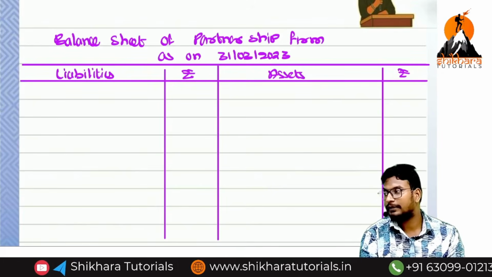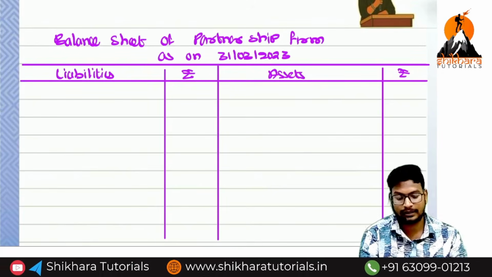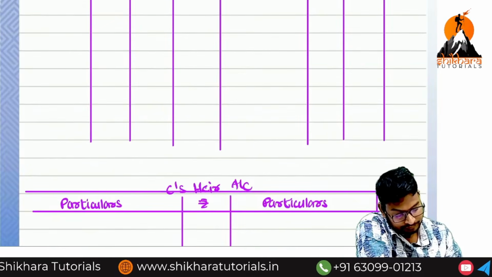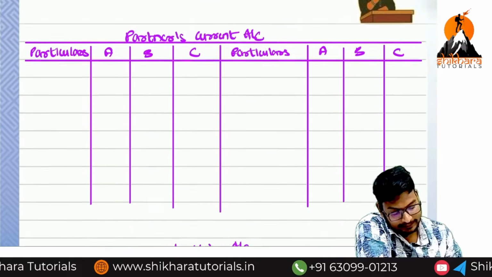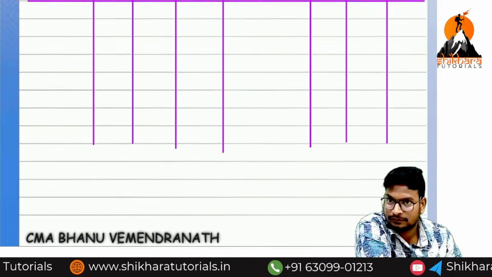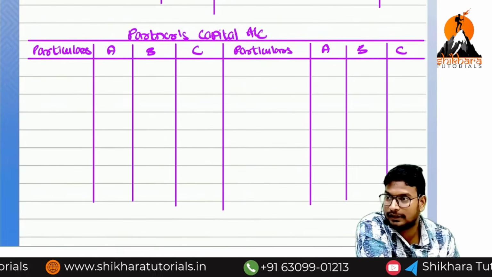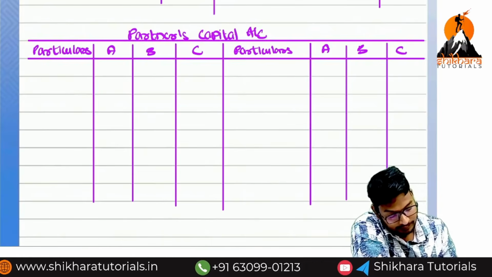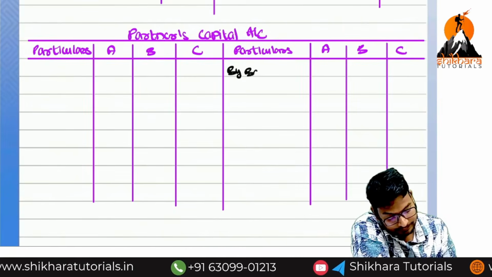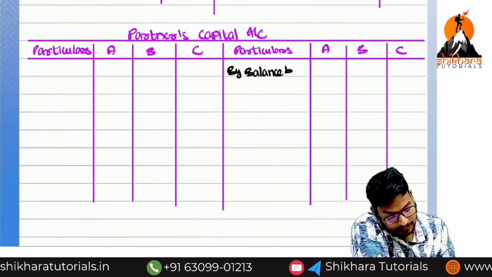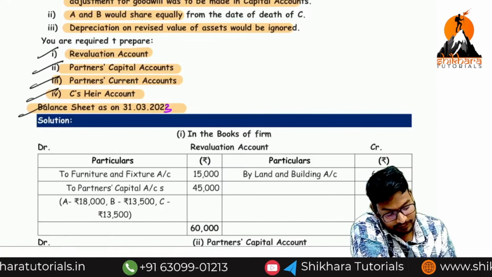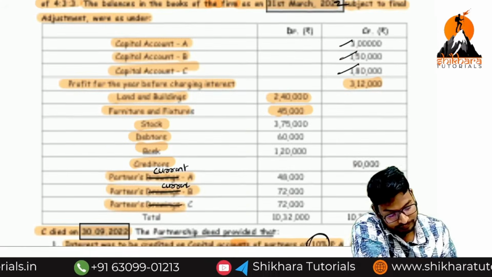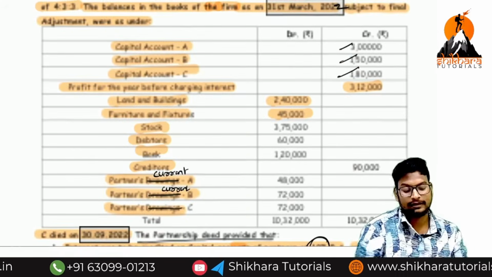Now first write the opening balances, all the opening balances they have given. We can write the opening balance like single entry only, we can do the partnership also. By balance brought down. What are the balances they have given in the question? 3 lakhs, 1 lakh 50, 1 lakh 80.